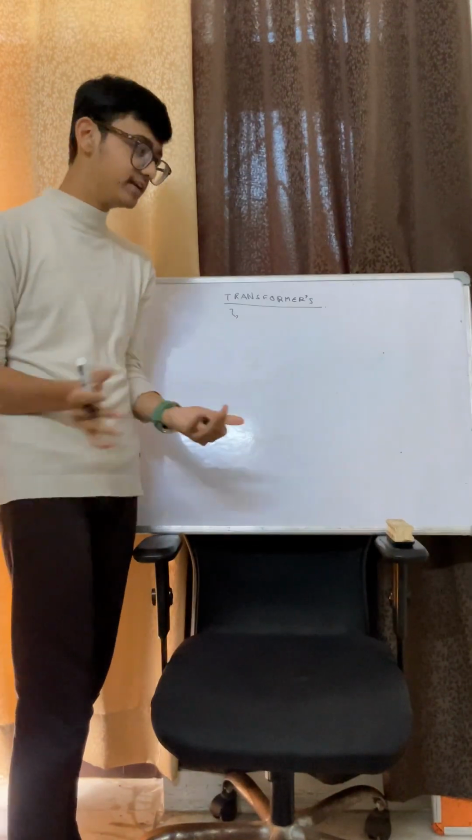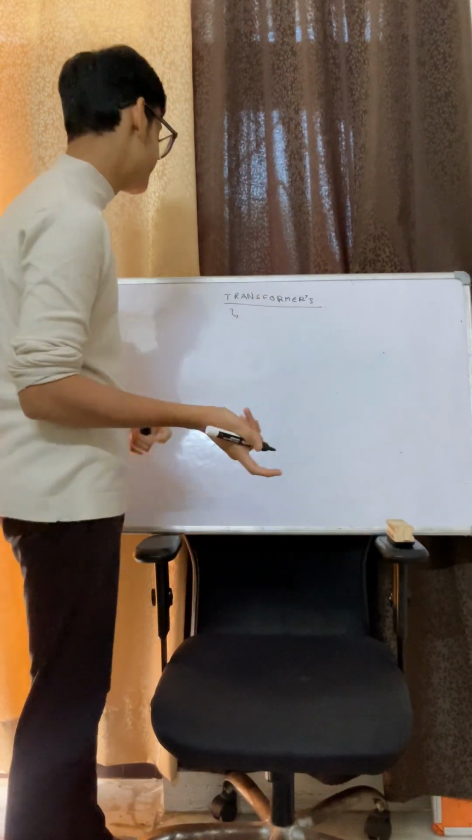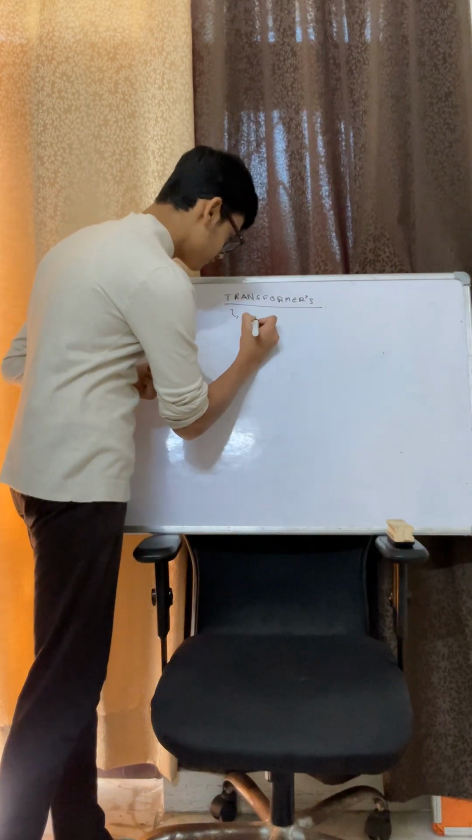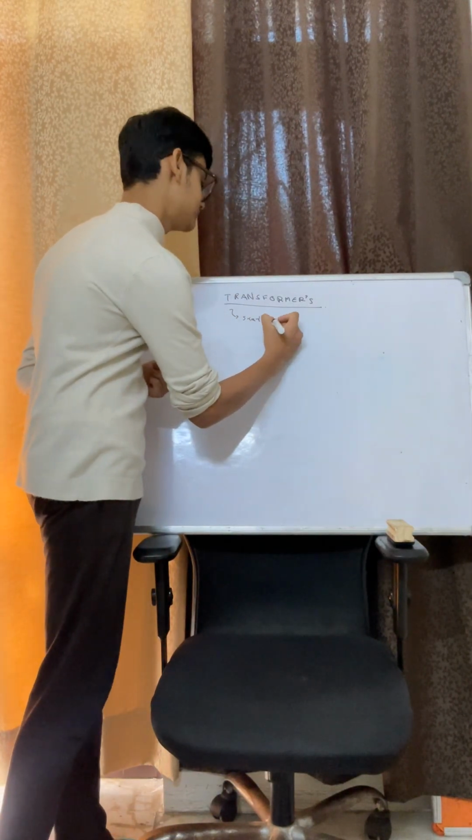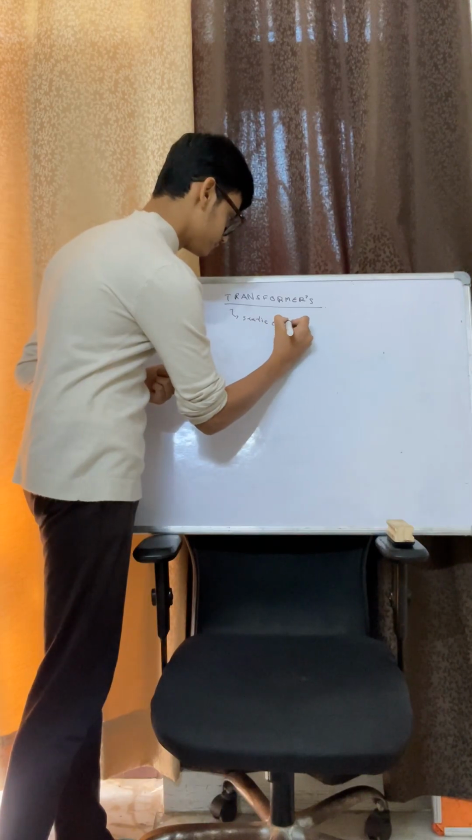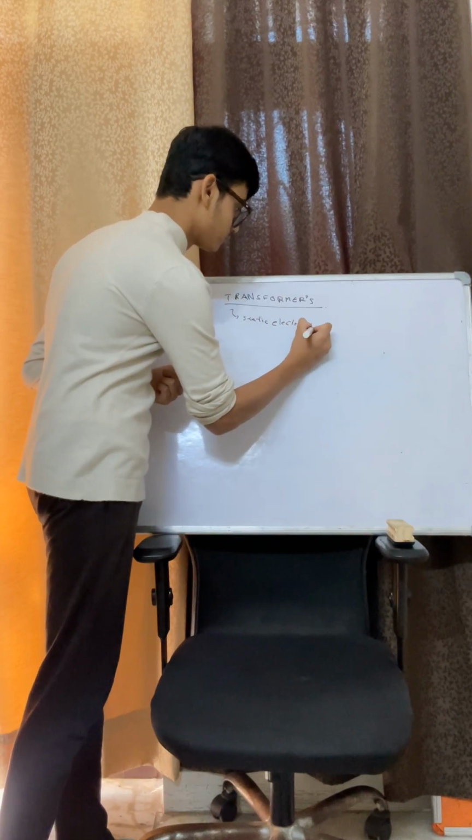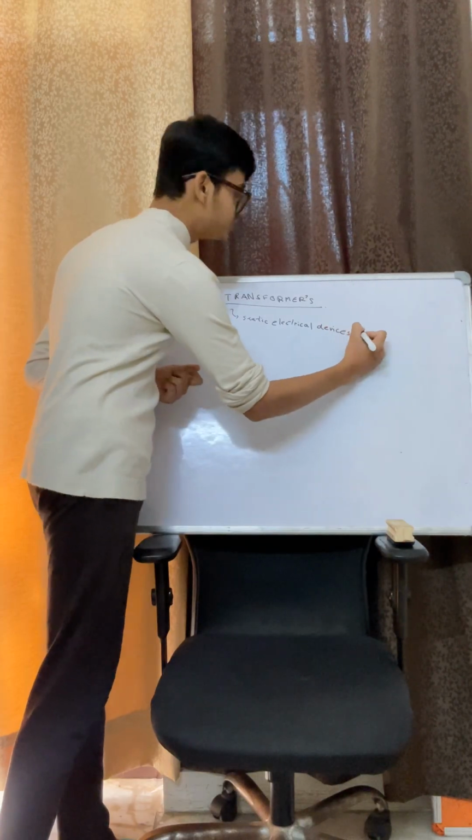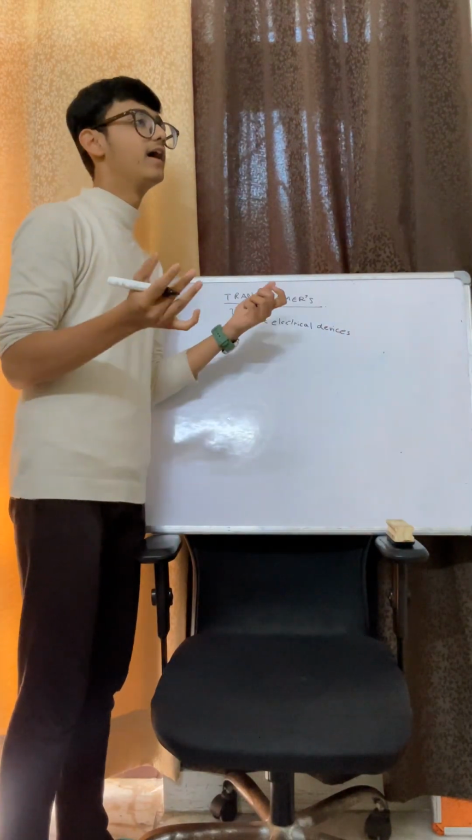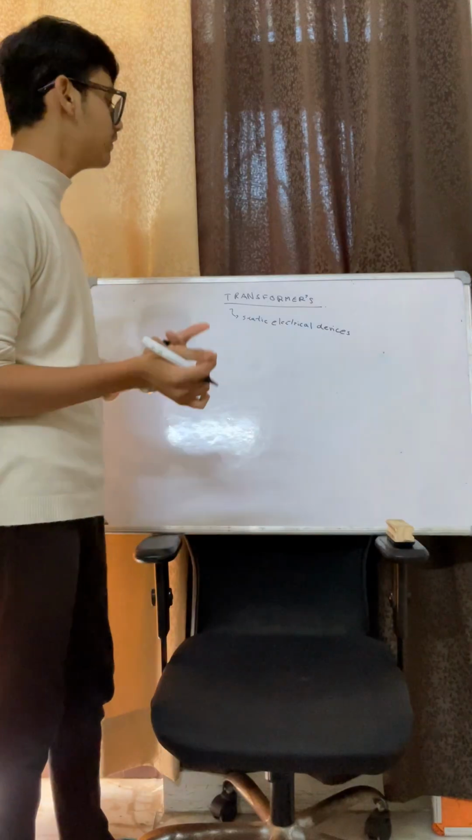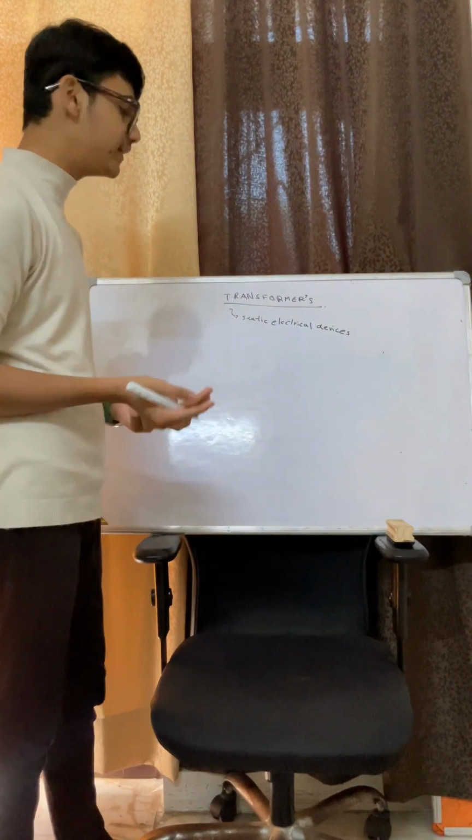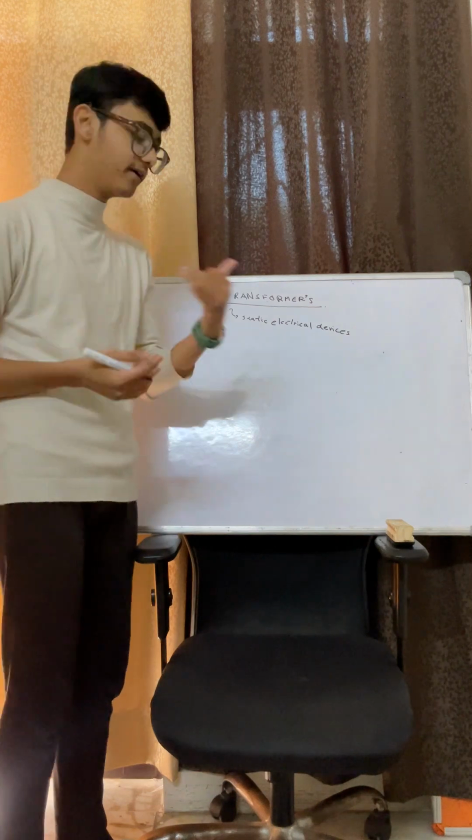So how do you define it in English language or science, whatever you want to call it? So transformers are basically static electrical devices which use alternating current to change voltages or currents without changing frequency, and it is mainly used to convert voltages to high or low, right?